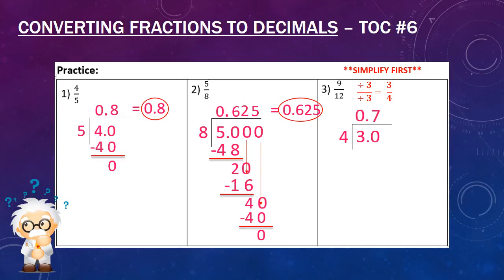4 goes into 30 7 times, because 4 times 7 is 28. That's as close as I can get. Subtract, and you're going to have a remainder of 2. But since I have a remainder, I have to add another 0 and bring it down. Now I can ask myself how many 4s will fit into 20, and the answer is 5, and that will give me 20. So when I subtract, I now have a remainder of 0. So for this answer, 9/12, which simplified as 3/4, gives me a decimal of 75 hundredths. Don't forget to circle.